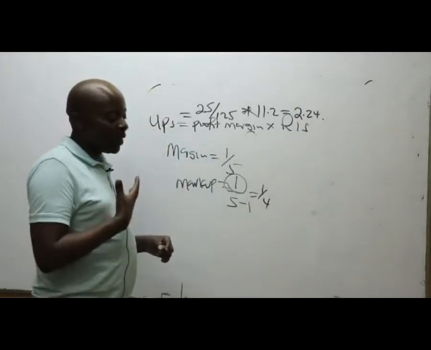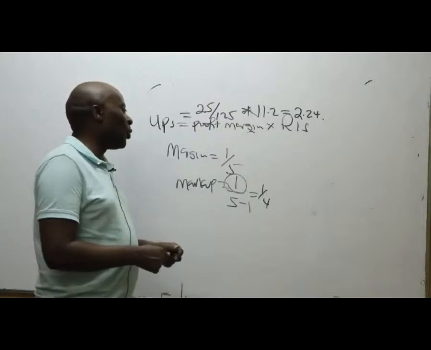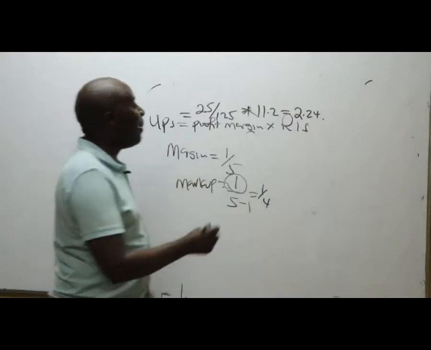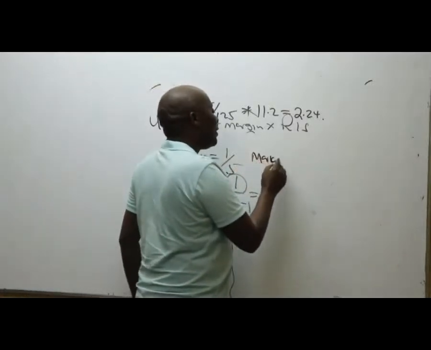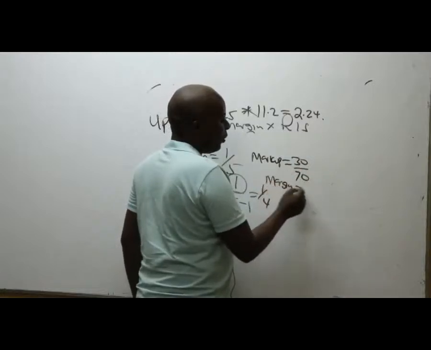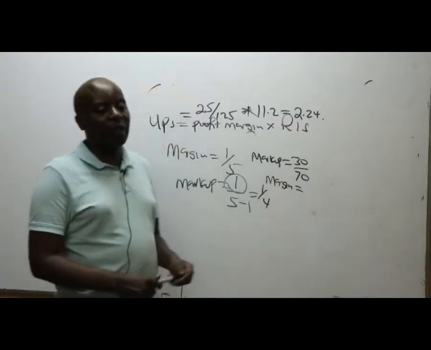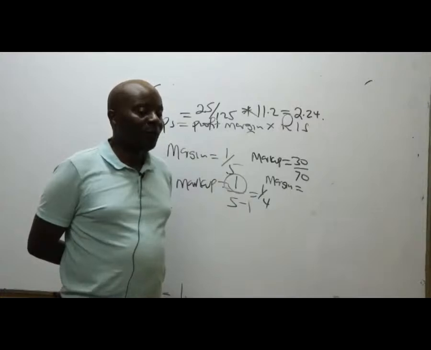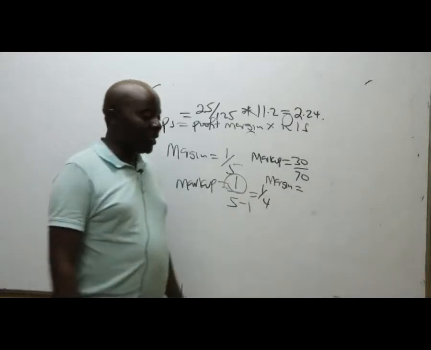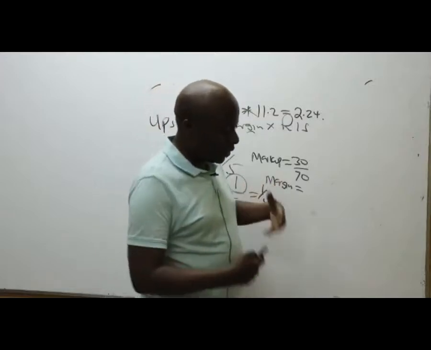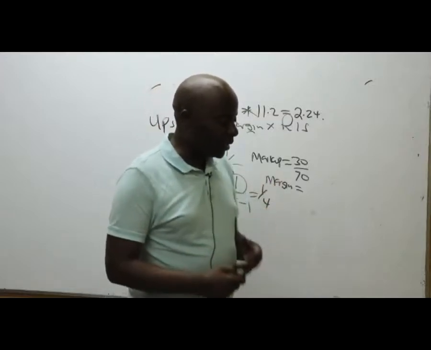But you see, for us, we are quite lucky because we always work with margin. So our role is basically to remember that if you go to an exam and realize that a given markup is 30 over 70, then margin will be what over what? Margin will be 30 over 100. You guys are bright. 30 over 100, because for margin, I must always add.